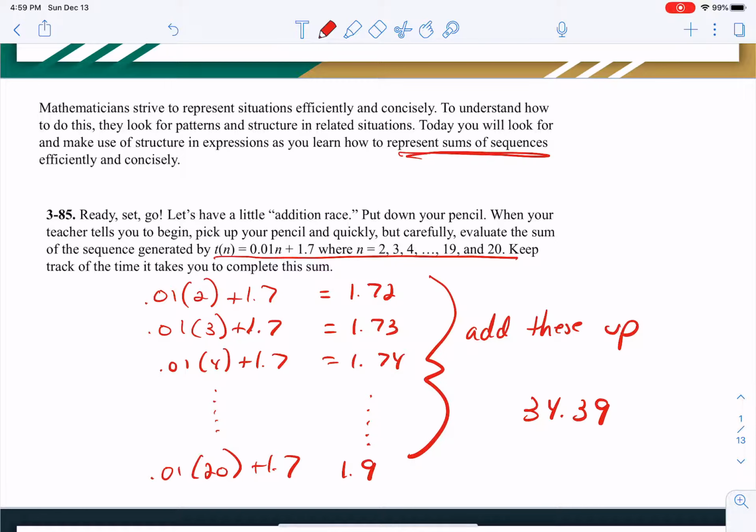Now, that takes a while to do, to write out and add up all of those terms. So if you have a sequence of 5 or 10 terms, that's doable by hand. But what if we have a sequence of 100 terms or 1,000 terms? We need to find a pattern and a rule to be able to add up those sequences.